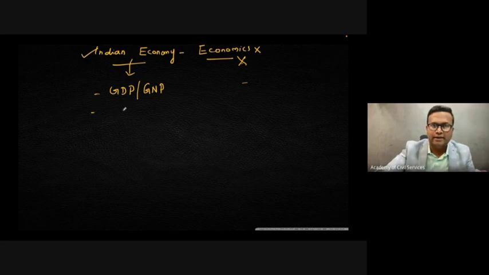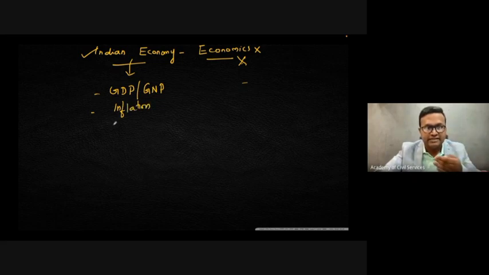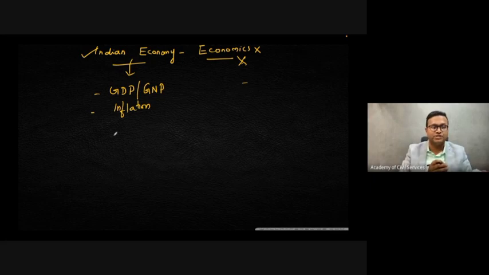Again, you might have heard of the phenomenon of inflation. Why does inflation happen in the market? Inflation means a consistent increase or rise in the price of goods and services in a market. How does inflation happen? What measures should the government take to solve the problem of inflation?